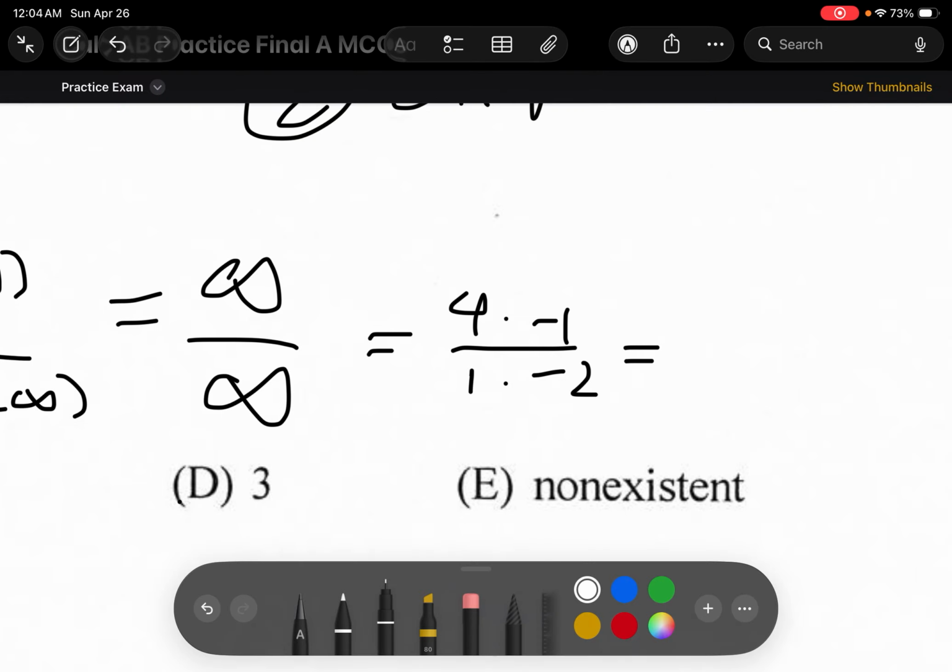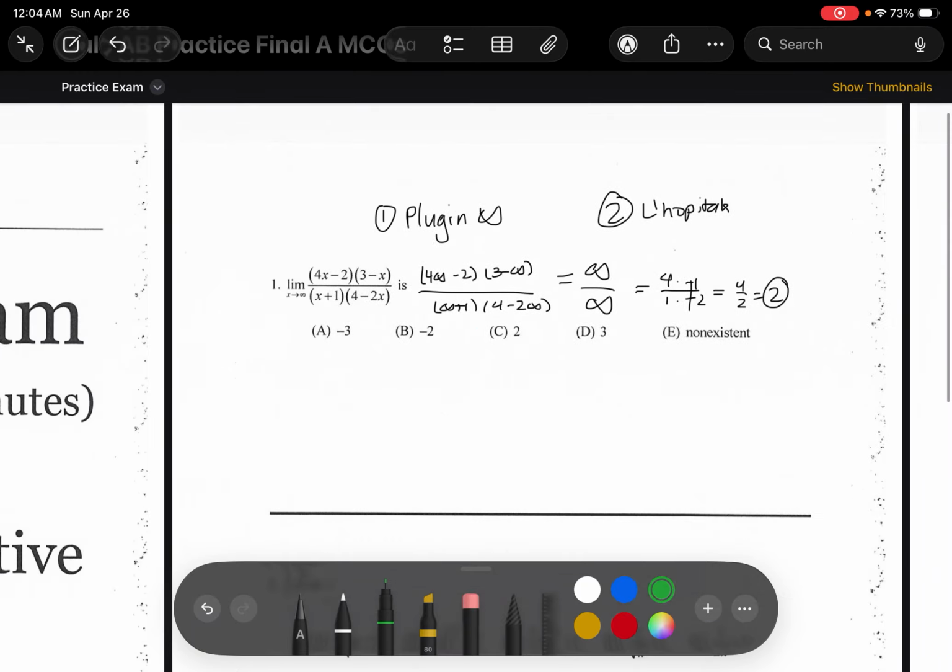The negatives cancel out, which just leaves us with 4 divided by 2, which gives us 2. And our answer is going to be C.